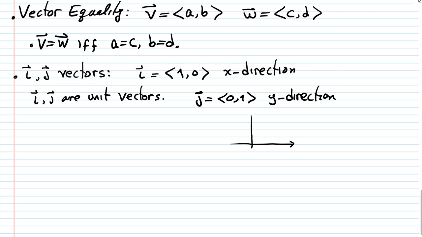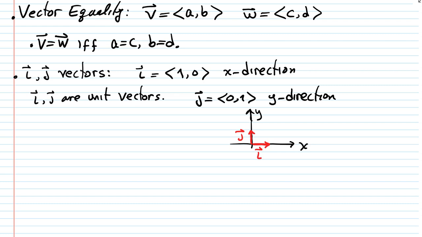So let's say here's x and there is y. What does i look like? Here's i and here's j. There's i and that's j. Remember, it makes a difference. Don't call the vertical one i, because its components are 0, 1, not 1, 0. They have to look like that. There's only one i and there's only one j. Okay, and they look exactly like that.